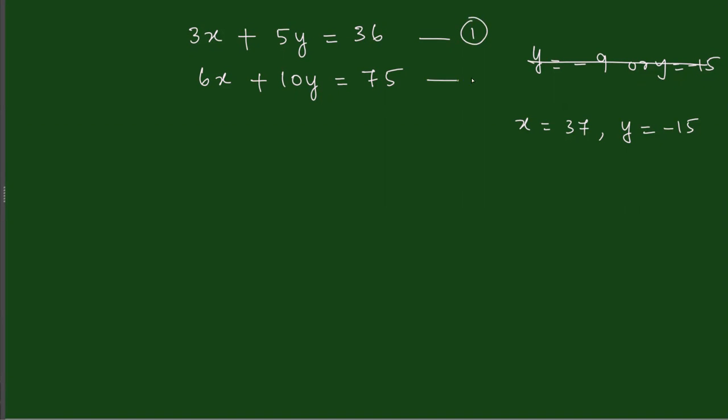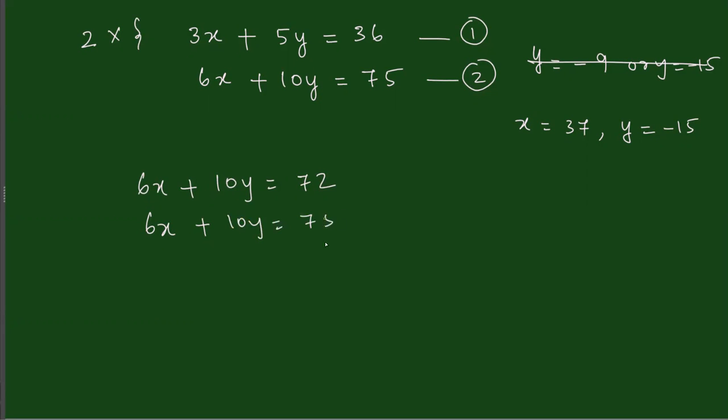In the second equation the coefficient of y is 10. So how can I make the coefficient of y the same? I think I can just multiply the first equation by 2. Right? So what do I get? I get 6x plus 10y is equal to 72, and here I have 6x plus 10y is equal to 75. Now I got the same expression as Sidhu, sir.